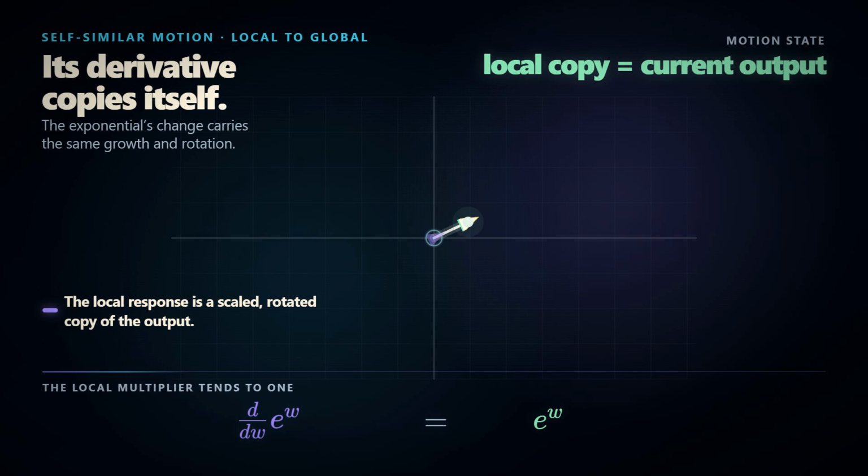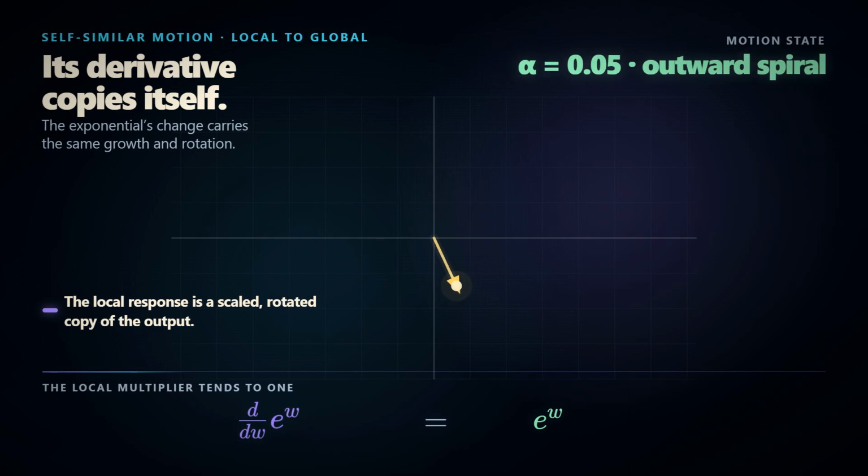Reconnect that equation to the arrow. At each input w, the derivative is the output z itself. Its magnitude tells how strongly a tiny step is scaled, and its angle tells how the step turns. Move to larger x, and both the arrow and local response grow. Move upward in y, and both rotate. The formula says the exponential carries a scaled, rotated copy of its own motion at every point.